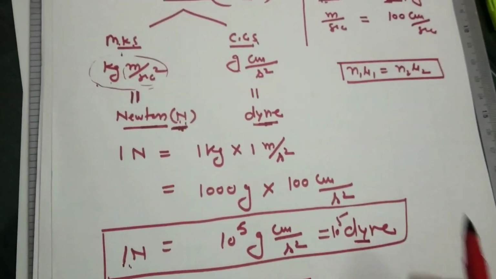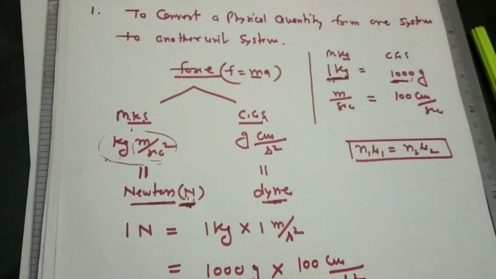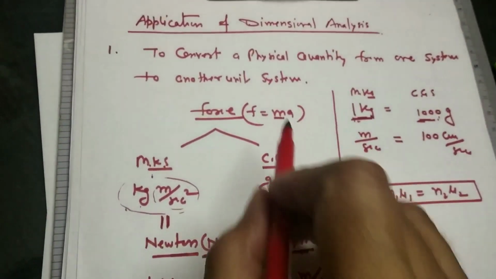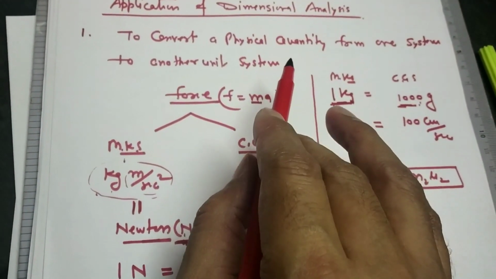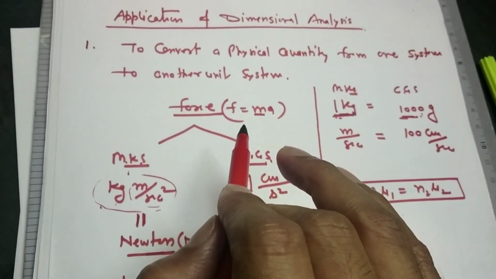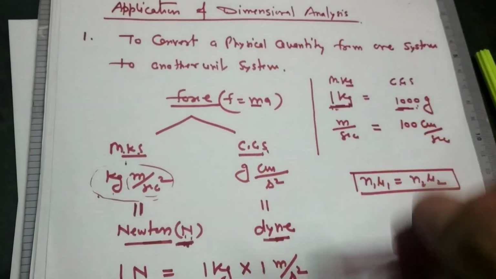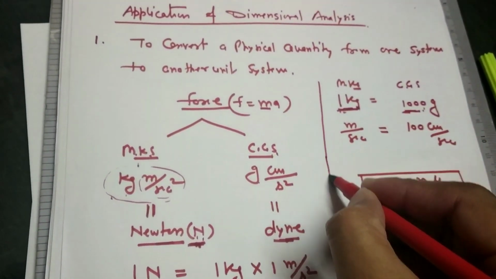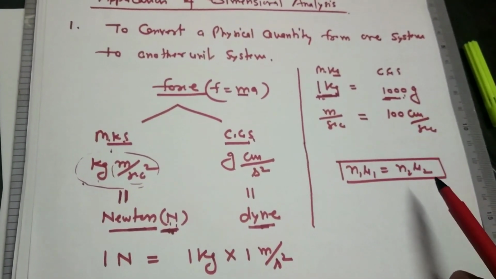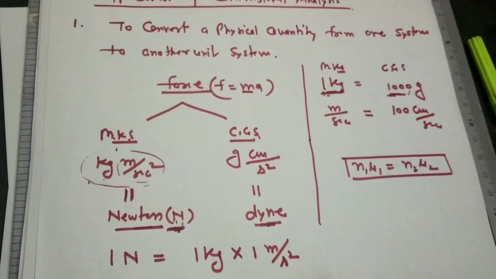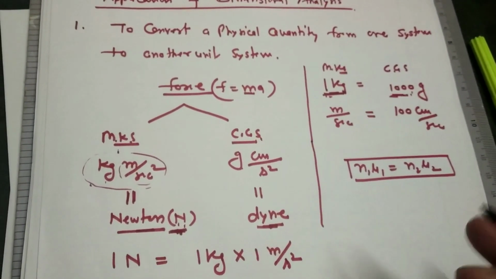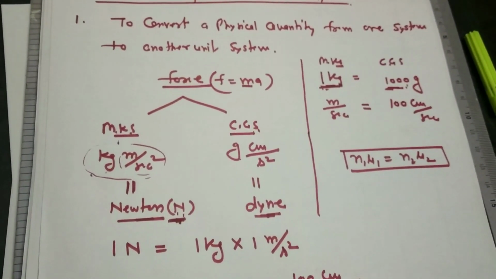Parallelly, we will also discuss the limitations of dimensions. When we apply the applications, we will discuss the limitations of dimensions also. So one limitation we will discuss now: dimensions do not depend on the change in unit system. When we change the unit system, the dimension formula will not change.